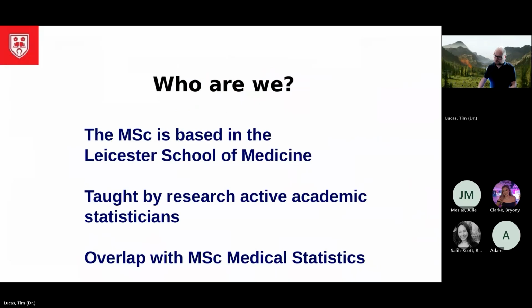So the MSc is based in the Leicester School of Medicine. It's taught mostly by people in the biostatistics research group, but also researchers in the genetic epidemiology group. Nearly all of us are research active academics.